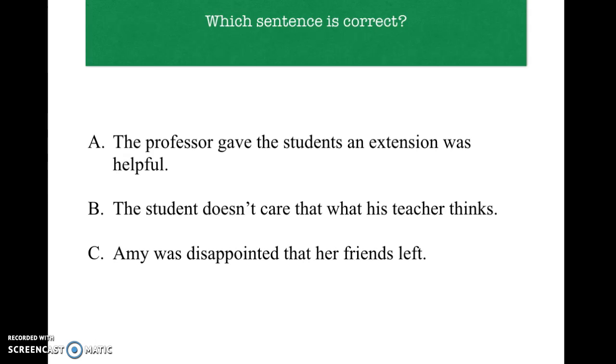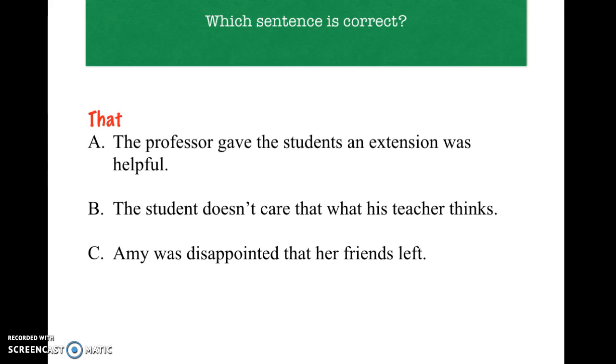And how do we make it into a clause? Well, we just use that. That the professor gave an extension was helpful. For the next one, this is a very common error that students make. They like to put two relative pronouns together. So say that and what.